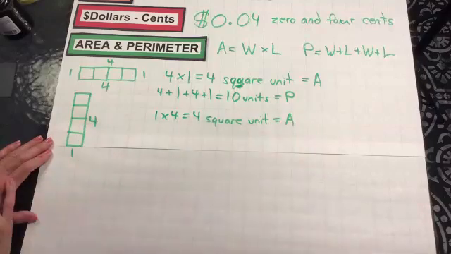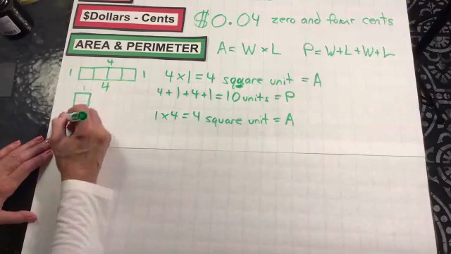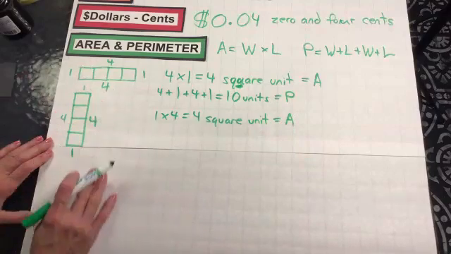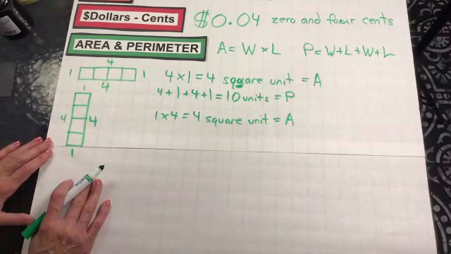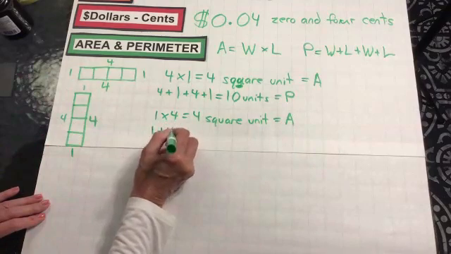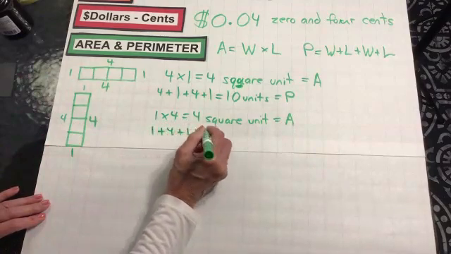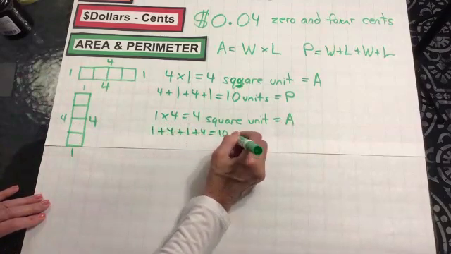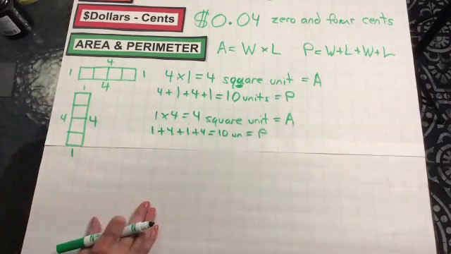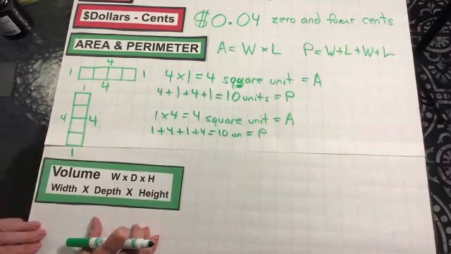And then, of course, the perimeter is the same as well. 4 plus 1 plus 4 plus 1, or 1 plus 4 plus 1 plus 4. Doesn't matter the order of our numbers in addition either. So 1 plus 4 plus 1 plus 4 equals 10 units, which is the perimeter. All right, you're doing great. Let's move on to volume.